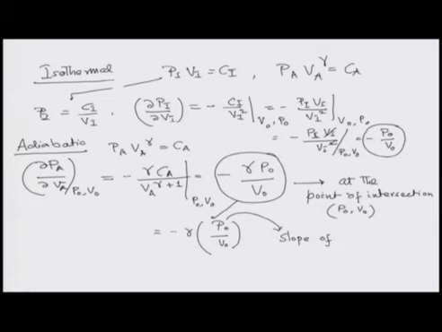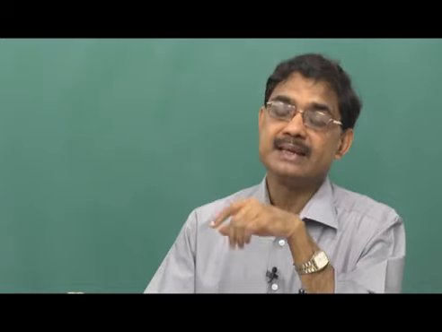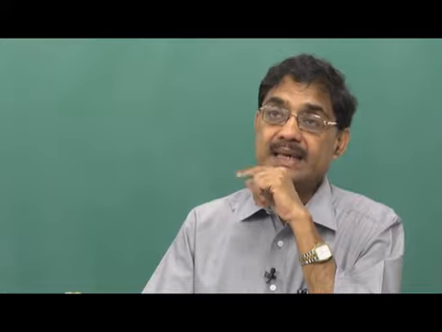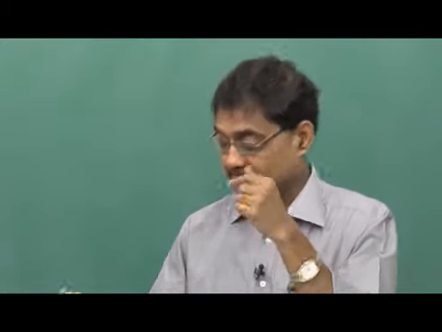of the isothermal. So, this is the question I posed in the last class. I gave you hints also that calculate the slope. Slope of the adiabatic at the point of intersection is gamma times more the slope of the isothermal. That is why I am saying that adiabatic curve is steeper than the isothermal curve.